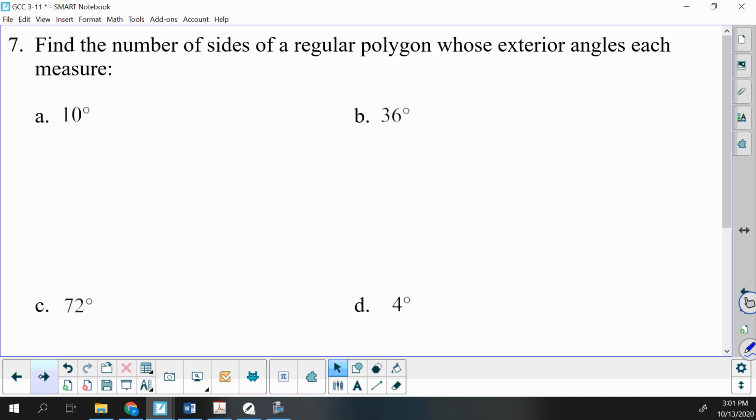All right, on the next page in 7, we're going to do A and B together, and then we're going to let you try C and D and input your answers on the video. So find the number of sides of a regular polygon whose exterior angles each measure 10.